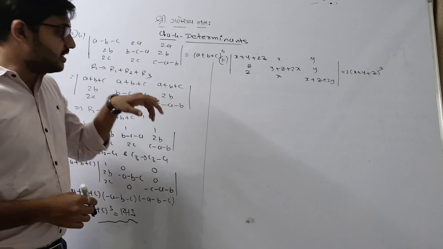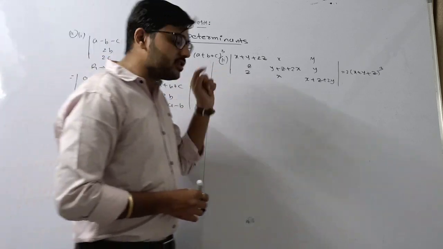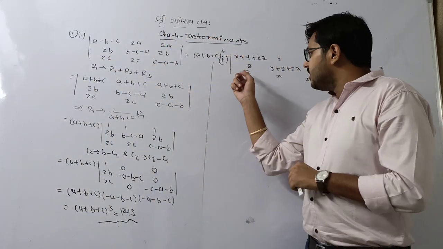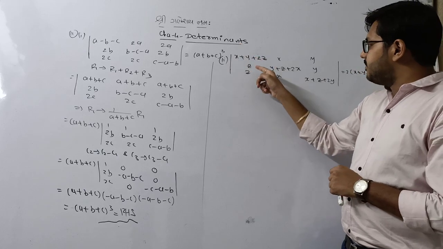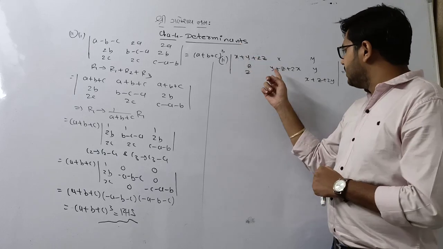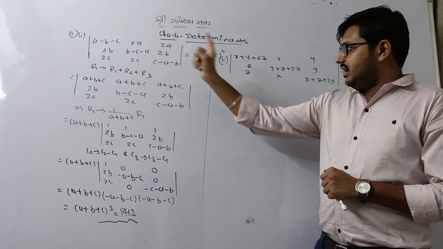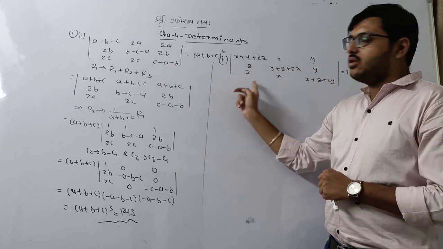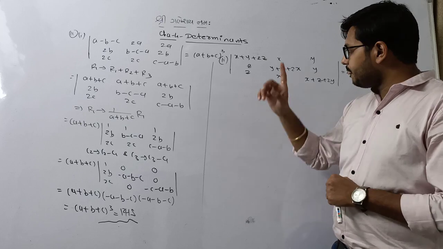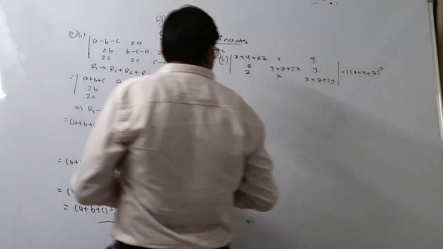But the thing is, here we applied the row operation, but here the row operation will not work for us. Just check, if we go with the row operation, then we'll get z plus 2z, which is 4z, x plus 2x, and y plus 2y. So compared to this, the row operation will not work here. So which will be helpful to us? In this case, the column operation.